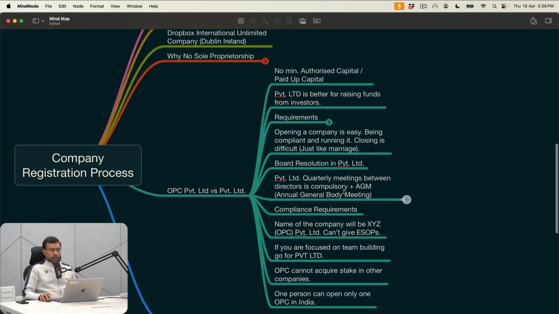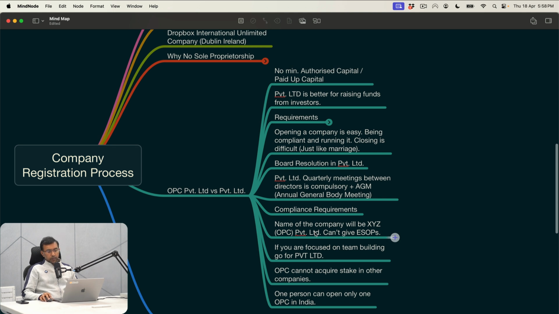You need to do quarterly meetings between directors, and then there is an AGM formality, annual general body meeting. So these are requirements which were primarily created for very big businesses, but even if you are starting a small startup, this is required by law. A lot of compliance requirements will be there. I do not know of all the compliance requirements, but I will definitely keep you posted on what the requirements are as we are building the company.